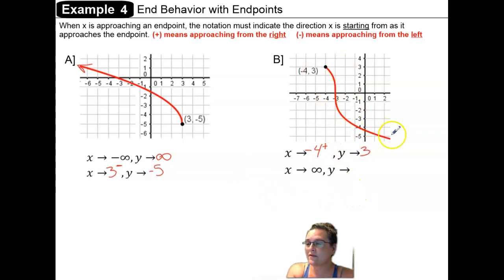Okay, then when I look at the right side of the graph, I can see that as x approaches positive infinity, the y is headed down to -infinity. Okay, so up at the top here, that's what this is summarizing, that when x is approaching an endpoint of a function, the notation needs to indicate the direction that we're coming from to get to that endpoint, right? So if you put a little plus in the corner next to the value, that means that you're approaching from the right. And if you put a little minus in the corner after the value, it means that you're approaching that endpoint from the left.